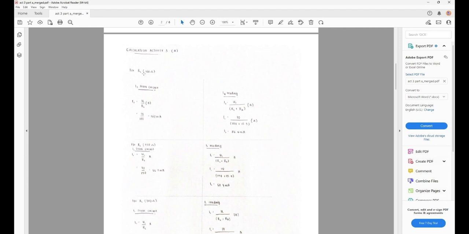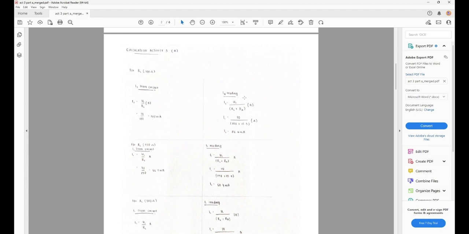So for the resistance load 100 ohm for I from circuit, we use the current Ohm's law formula, which is I equal to U over R. U is V, 10 volt over 100 ohm. So we get 100 milliampere.